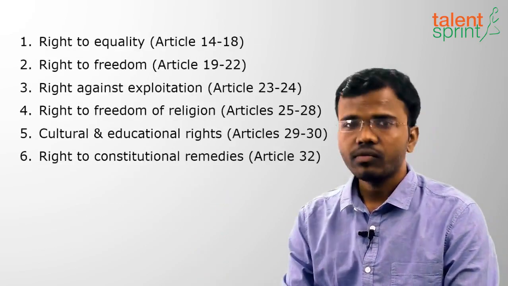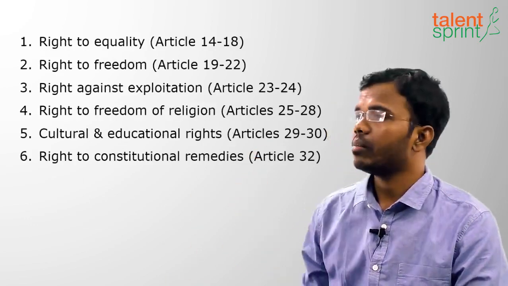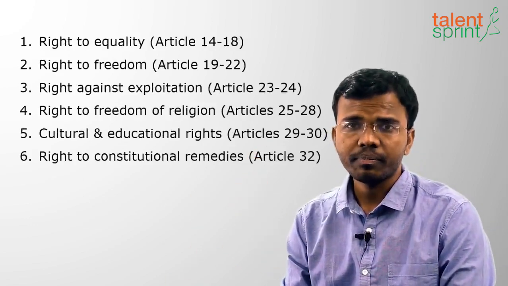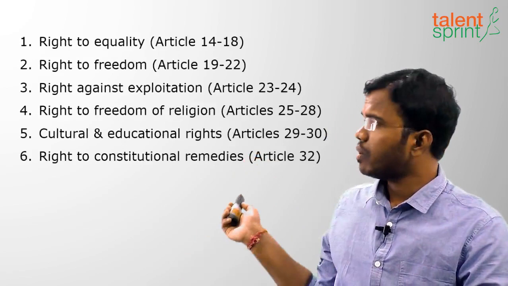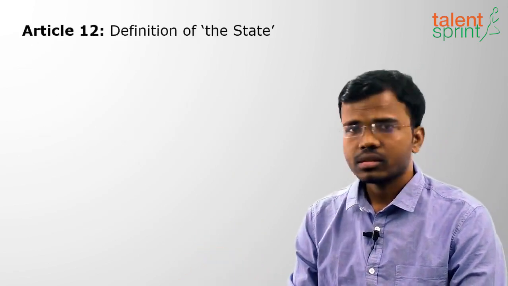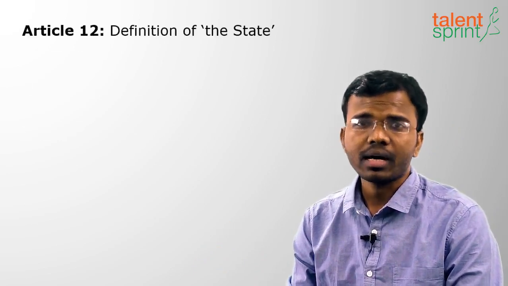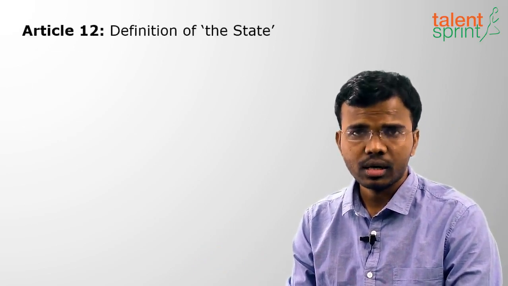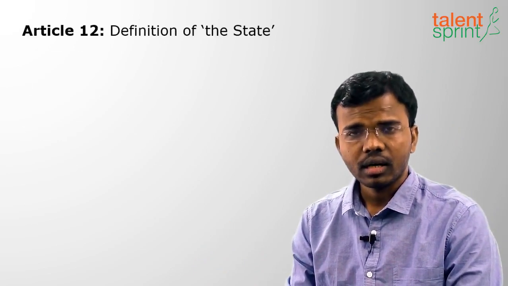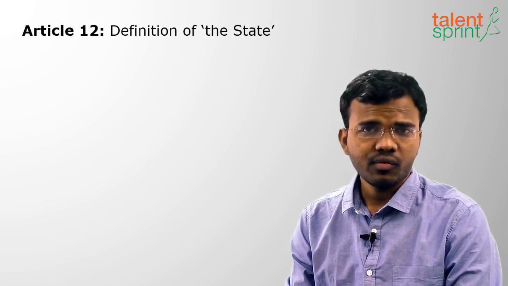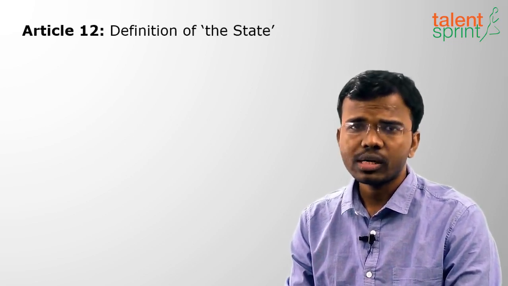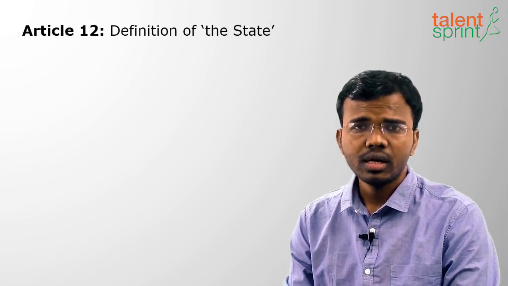So moving on to the fundamental rights. These are the 6 fundamental rights. We are going to see them one by one. But before that, there are some other articles mentioned in part 3, like article number 12, article number 13, and articles 33, 34 and 35. We shall see the total part 3 from articles 12 to 35.